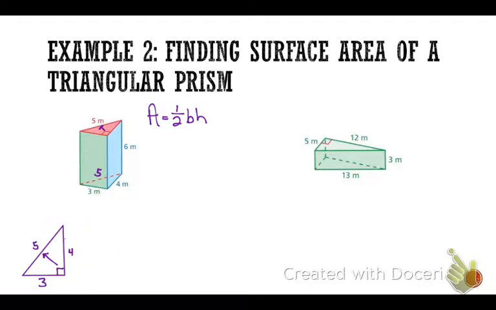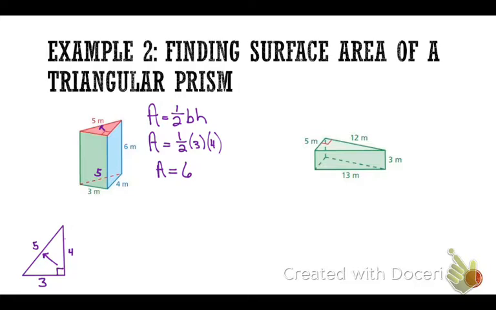Okay, all right, so now that we're clear on that, we can find the area of our bases. So 1/2 the base, okay, the base of 3 times the height of 4. All right, so what's 3 times 4? 12. And what's half of 12? 6. Okay, so area is 6, but remember, how many bases did I have?